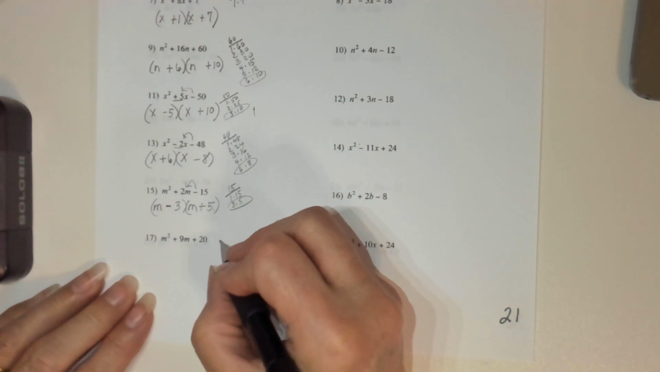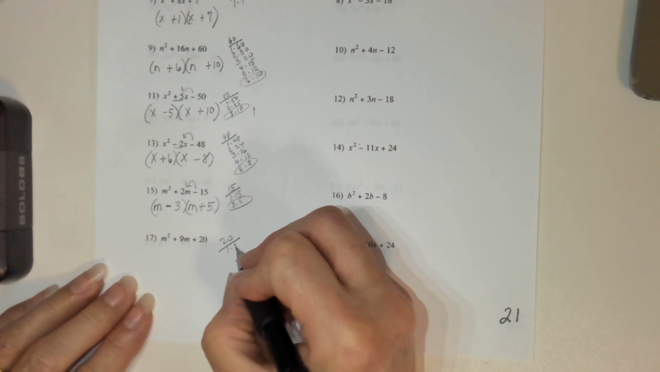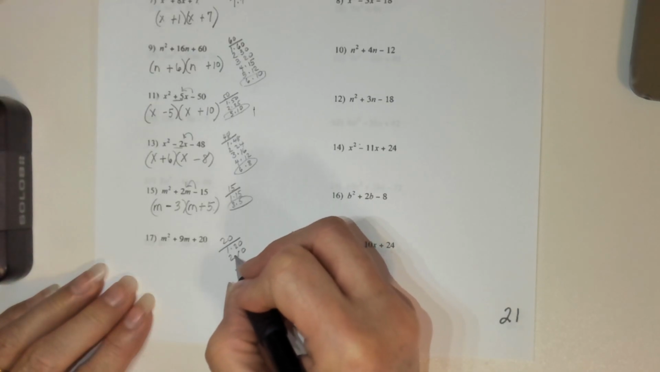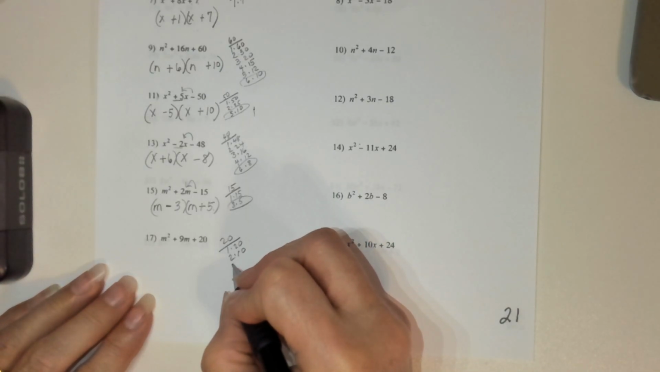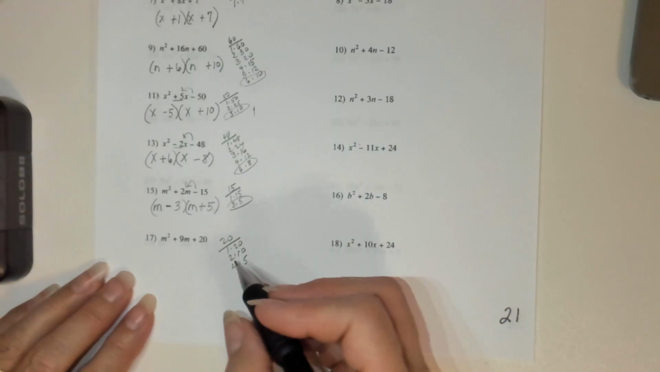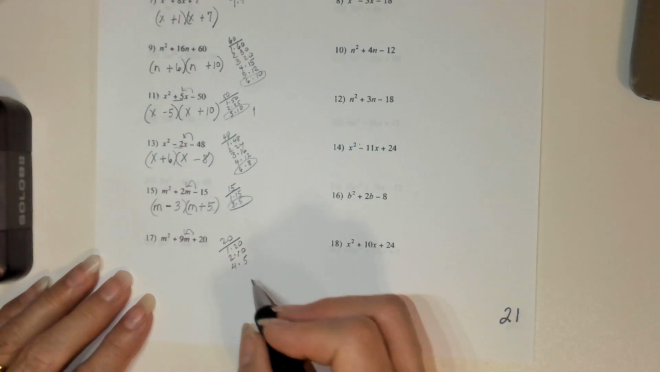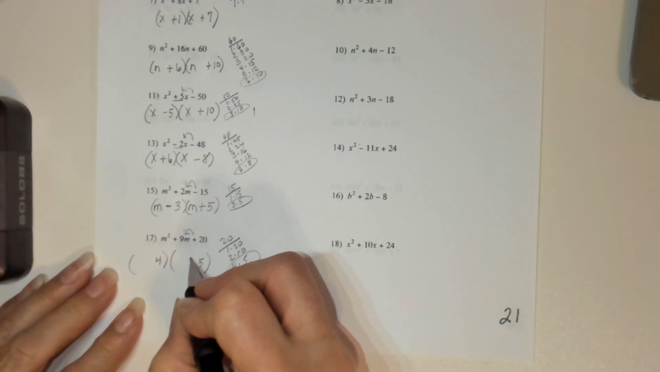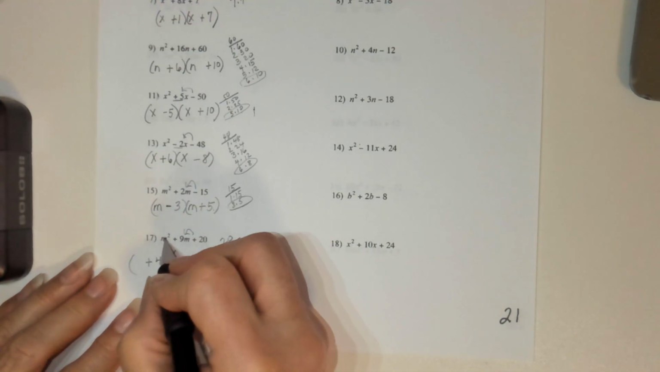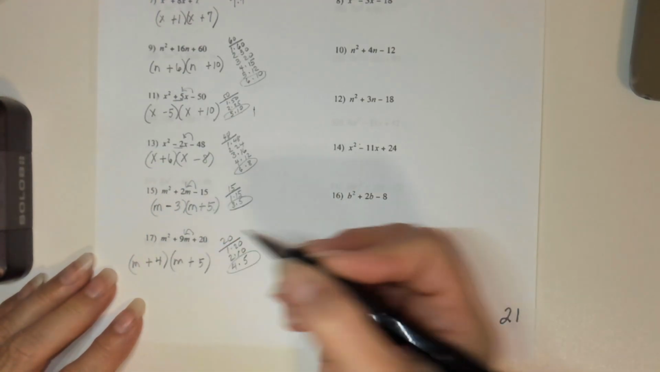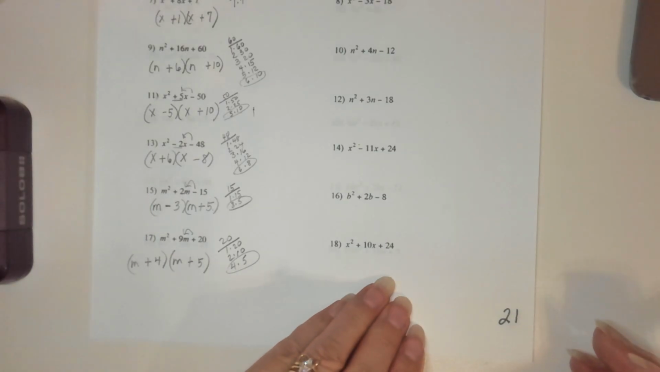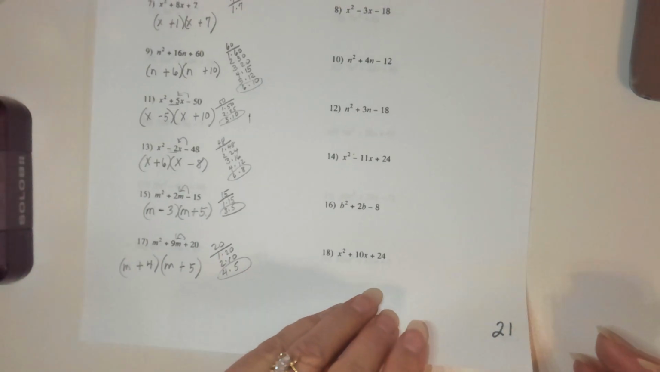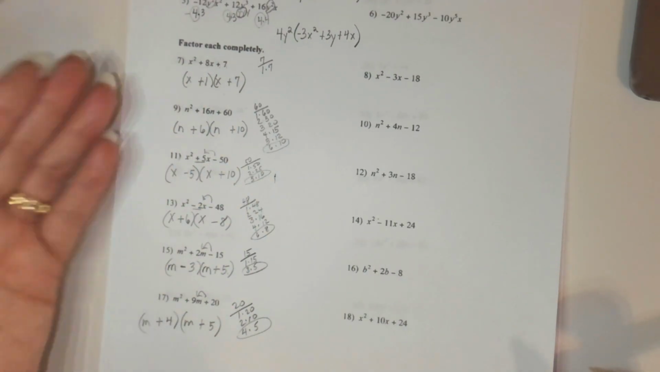Looking at 17, we have a 20. 20 breaks into 1 and 20, 2 and 10. 3 does not, 4 times 5, and that is all of them. And we're adding to get a 9. 4 and 5 will do it. They will add to give us a 9. M squared breaks into m times m. And this completes page 21, the odds.